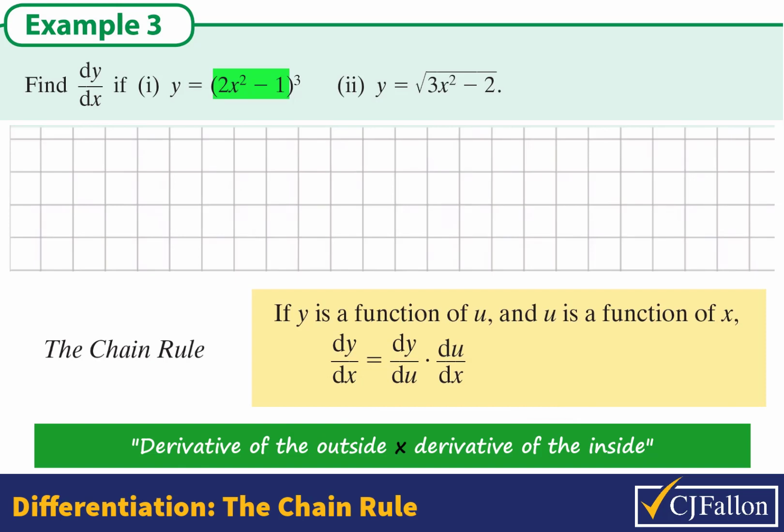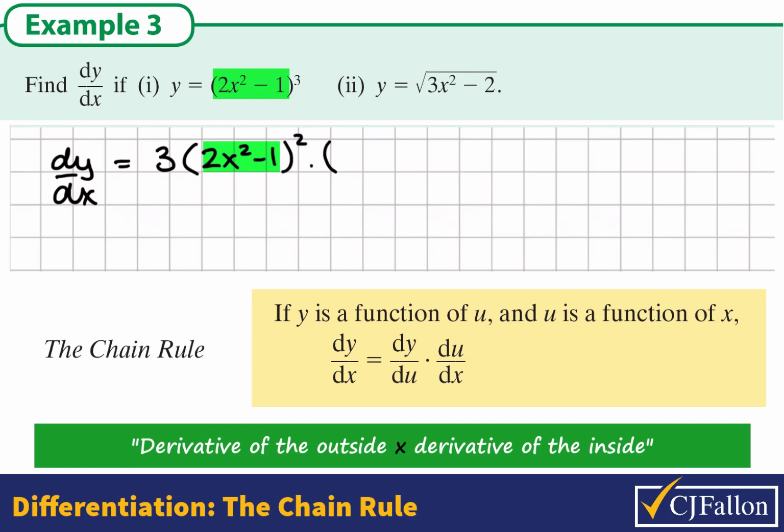So let's call 2x squared minus 1 u. So we have y is equal to u cubed. If we were to differentiate this, getting dy/du, what we would do is multiply by the power and reduce the power by 1. This would give us 3 times u squared. But remember, u is 2x squared minus 1. So we get 3 times (2x squared minus 1) all squared. This is getting the derivative of the outside function.